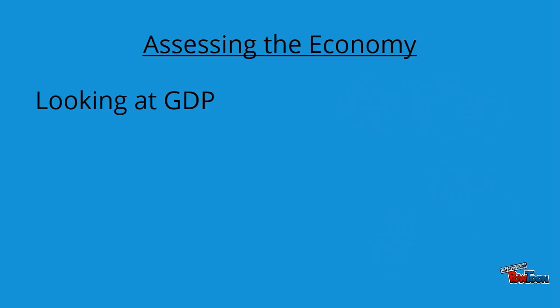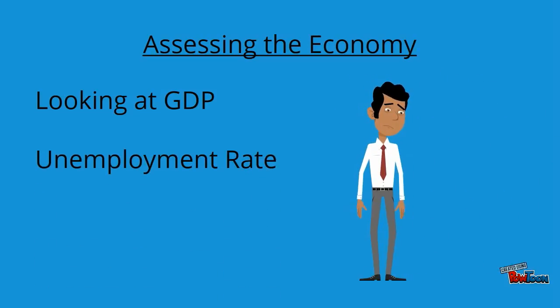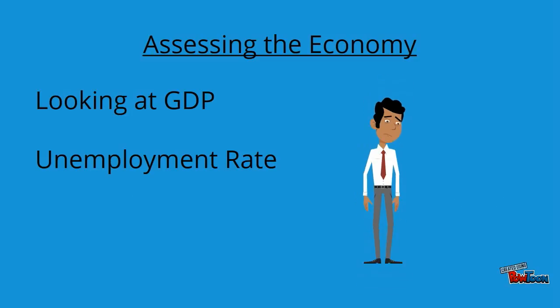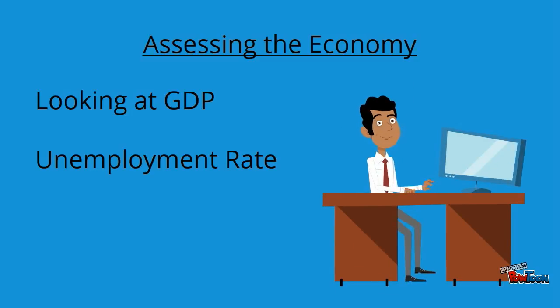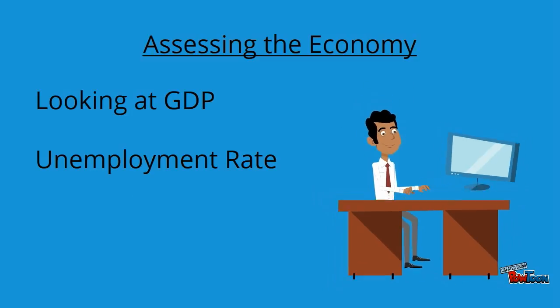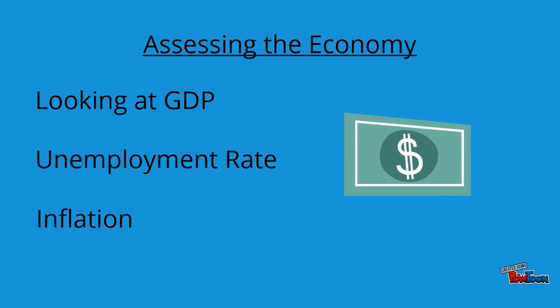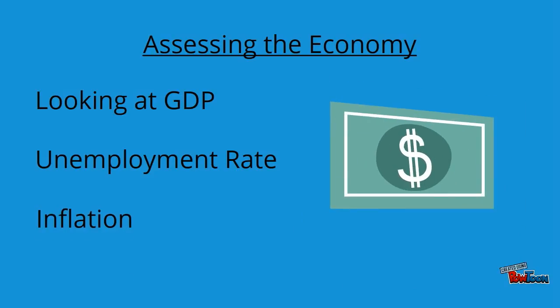We can also look at the unemployment rate. The lower the unemployment rate, the more people that are working and making money and contributing value to the economy. And finally, we can look at inflation. This is usually done by looking at the consumer price index, which can tell us how much our dollar is worth. A stable and predictable dollar value is best for the economy in general.